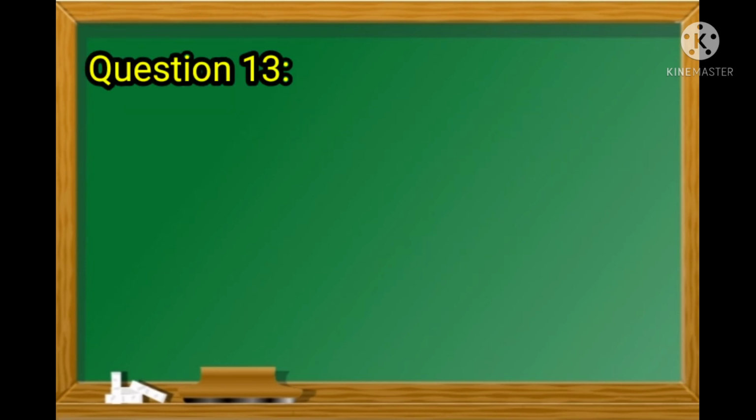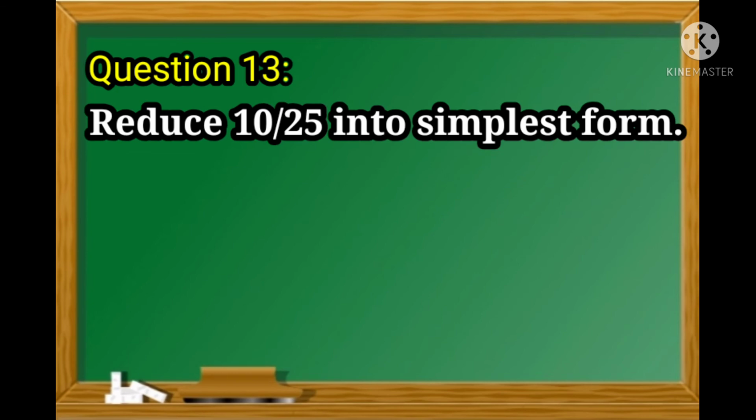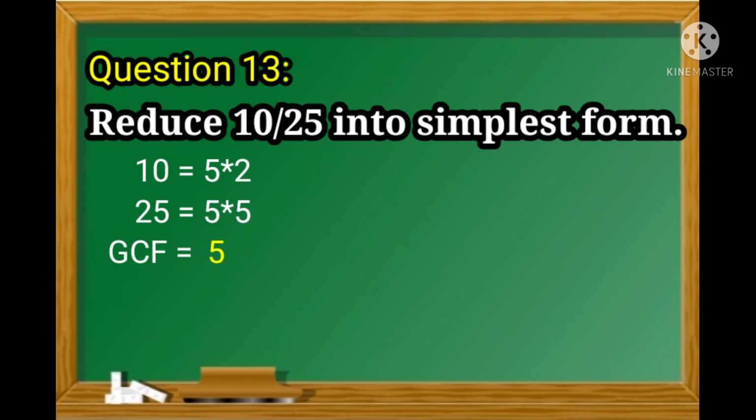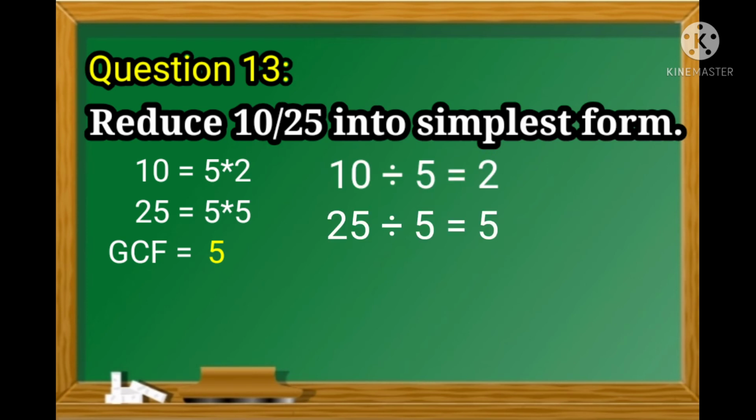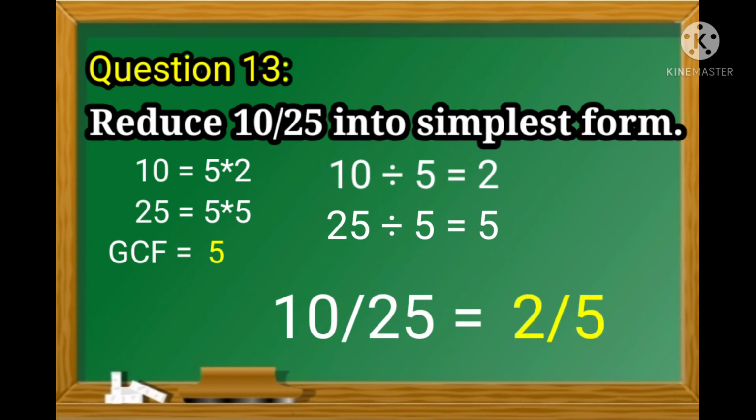Question number 13. Reduce 10 over 25 into simplest form. Since the GCF is 5, we will divide 10 and 25 by its GCF, and that is 10 divided by 5 equals 2 and 25 divided by 5 is equal to 5. Therefore, 10 over 25 is equal to 2 over 5 in simplest form.